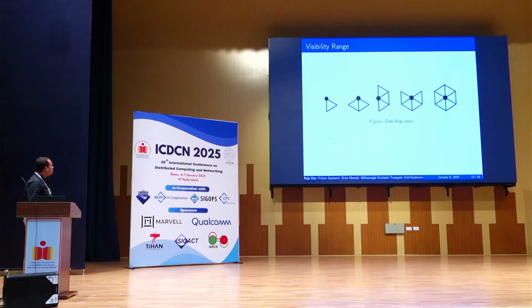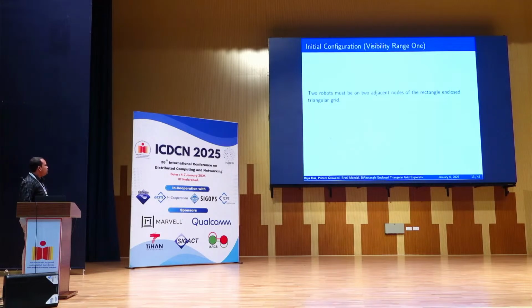First, algorithm 1. Here we have considered the visibility range as 1. So a robot can see up to 1 hop distance depending on the degrees of the nodes. These are the possible views of a robot. Initially 2 robots can be anywhere on the RETG, but they must be on adjacent nodes. One robot with color L or R, we call the leader robot, and the other robot with color F is the follower robot.